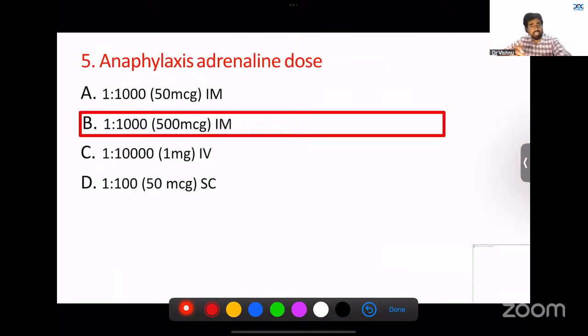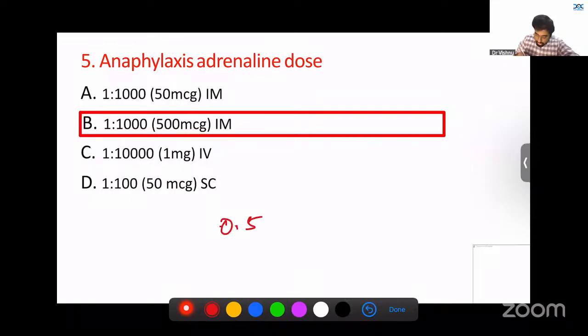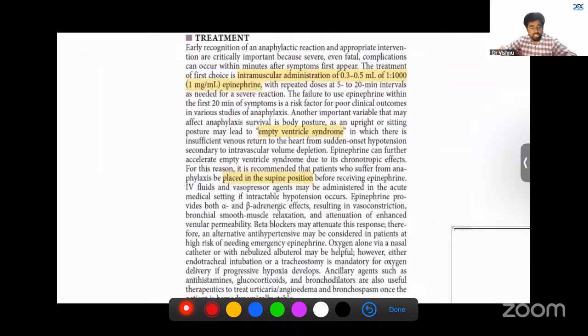So this is again something that we read through our MBBS, something that every doctor should know. Anaphylactic dose of adrenaline is not just 0.5 mg, it can be 0.3 mg also, 0.3 to 0.5 mg. Usually we give 1:1000 dose. I've put it into rheumatology because the anaphylaxis chapter is given in rheumatology.